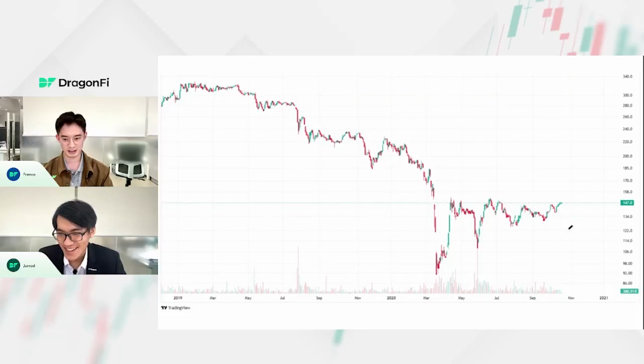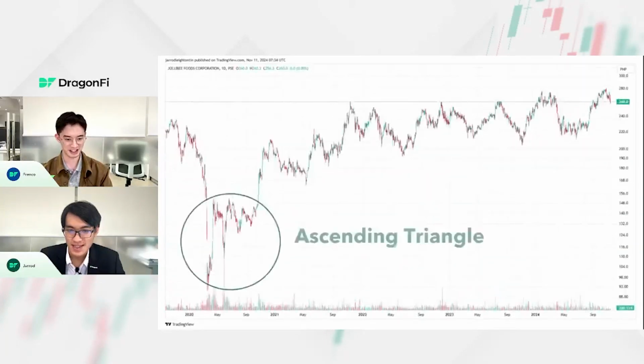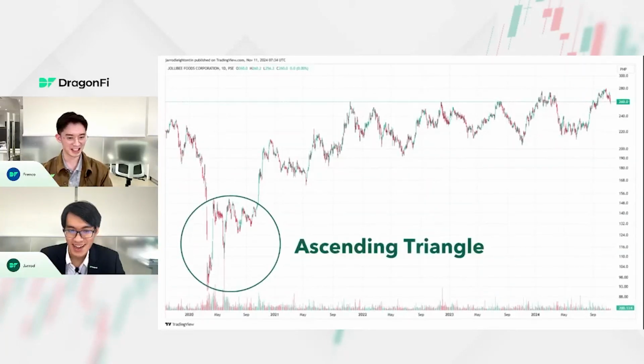Uy, ang daming guesses. All right, we already see the right answer. Okay, so Noel is right. It's an ascending triangle. Oh, wait, sorry. Oops, I skipped the one. So here is the ascending triangle of Jollibee Food Corporation. As you can see here, that's the pattern, and it did break out. Higher lows. There you go.